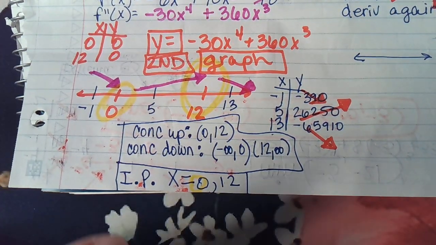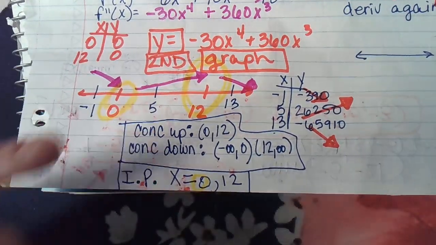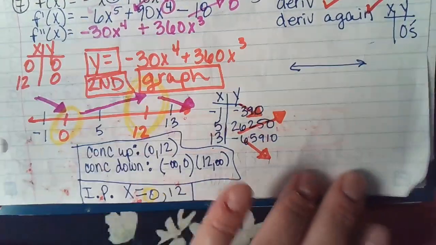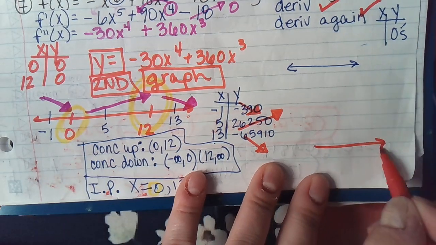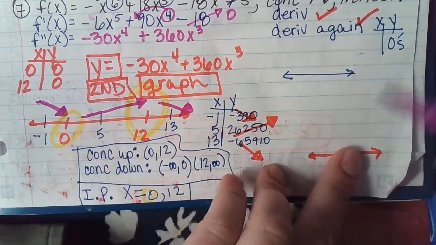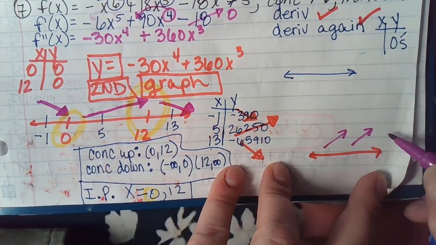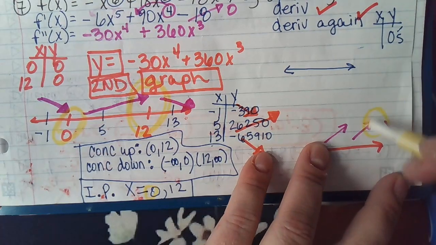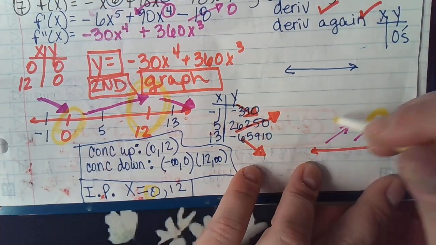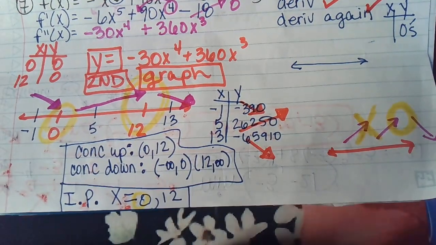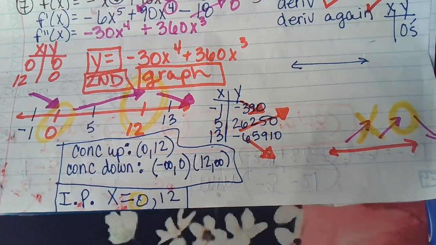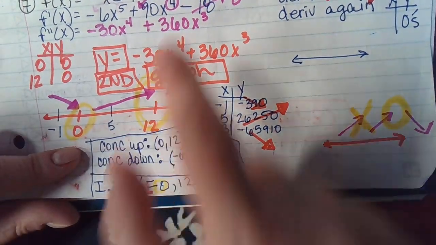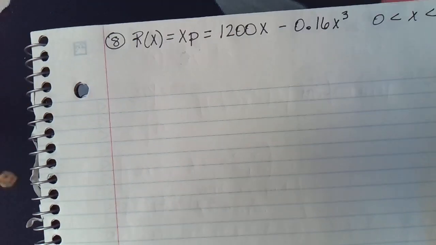So again, inflection point means when the arrows change direction. If I would have had this on my number line, the only point of inflection would come from when the arrows change direction, not when the arrows are the same direction. Okay. Done with number 7. Let's keep going. Number 8.